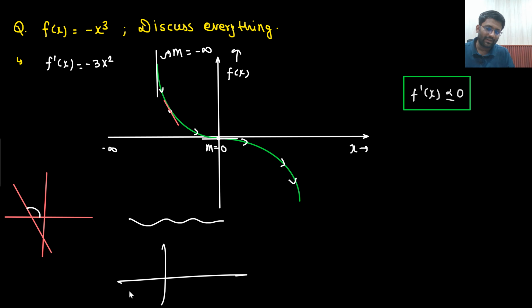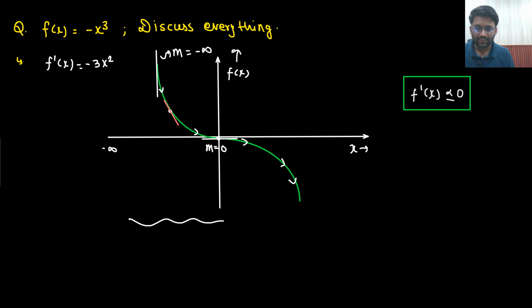Previously the slope was becoming like this, increasing nature it was having, and it was making less than 90-degree angle. Now it is making more than 90-degree angle. That means this slope is negative only. This slope is nothing but negative. This is some negative slope.